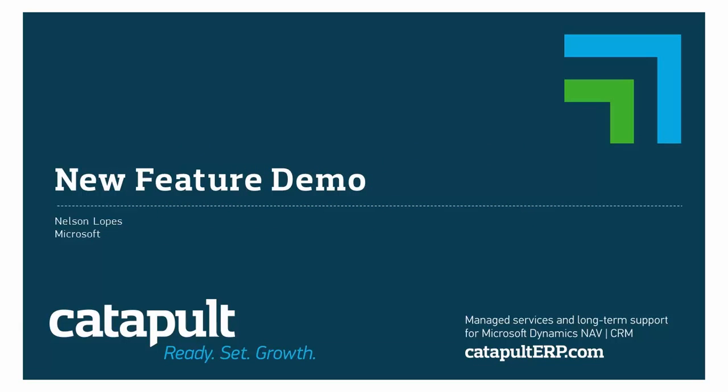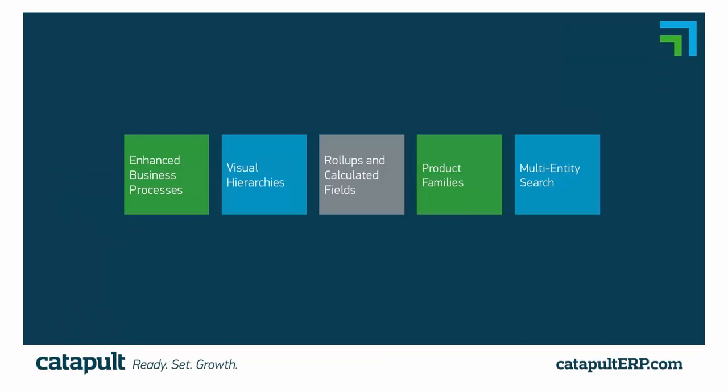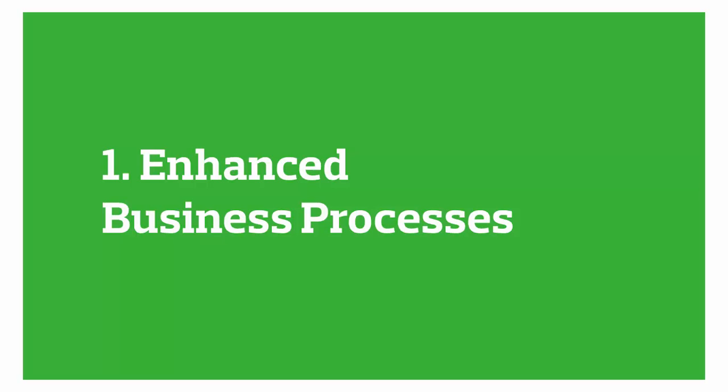So let's go ahead and take a look at 5 of the top new capabilities in Microsoft Dynamics CRM 2015. We'll start off with enhanced business processes, and then talk about visual hierarchies, and then talk about rollups and calculated fields, then product taxonomy, bundling, cross-sell and upsell, and then finish off with multi-entity search. So let's start off with enhanced business processes.